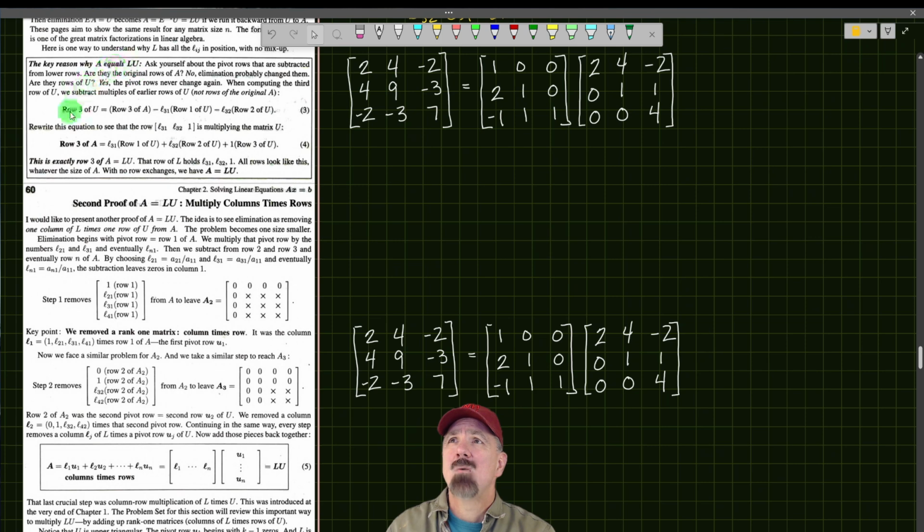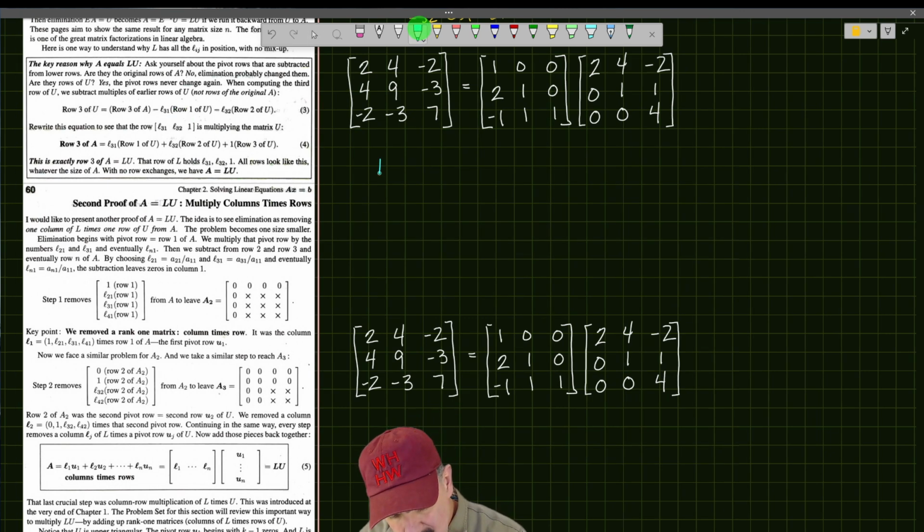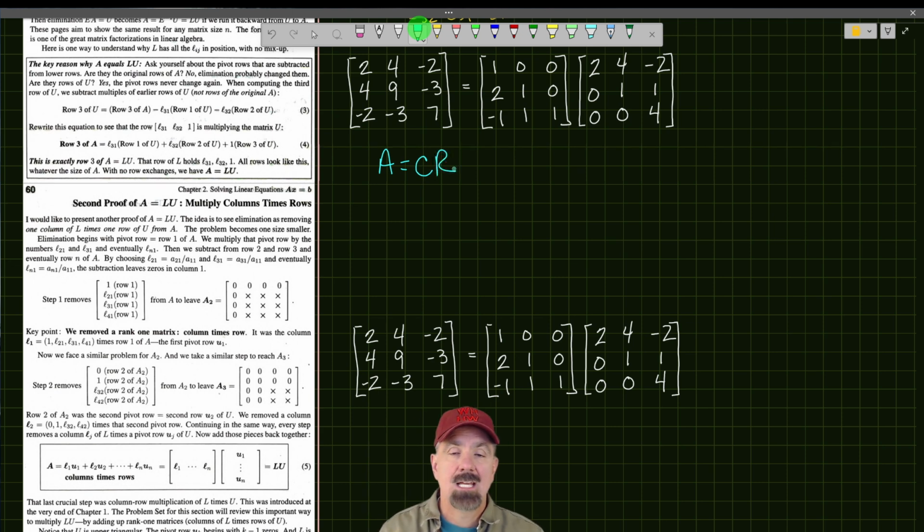So now what we're going to do is take a look at this important idea. You remember we talked about A is equal to C times R, where C contains a set of linearly independent columns from A, and R contains the information for us to be able to reconstruct the matrix A using the linearly independent columns. And that's regardless of the rank of A. We can set this up and make this work.